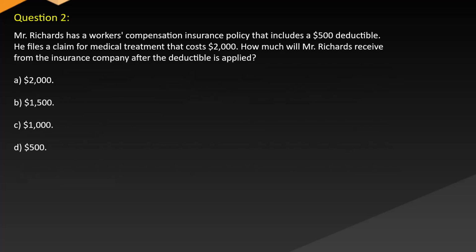Question 2. Mr. Richards has a workers' compensation insurance policy that includes a $500 deductible. He files a claim for medical treatment that costs $2,000. How much will Mr. Richards receive from the insurance company after the deductible is applied? A. $2,000. B. $1,500. C. $1,000. D. $500.